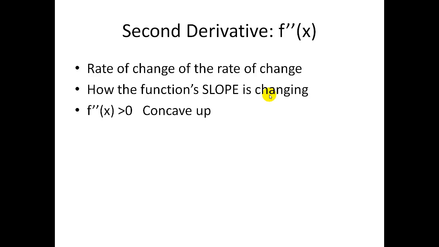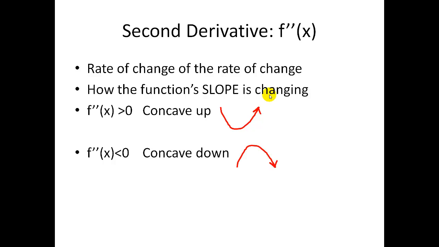What we find out by looking at the second derivative is, if the second derivative at any point is greater than 0, then the function is concave up at that point. And concave up looks something like this. It's kind of a bowl that holds water. You probably recall that from pre-calculus in Algebra 2. If the second derivative is negative, the function is concave down. It's kind of the opposite of concave up.